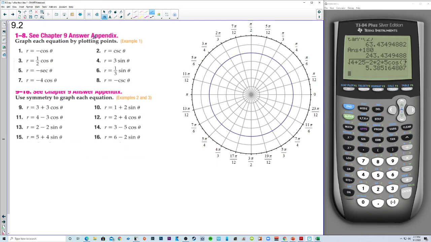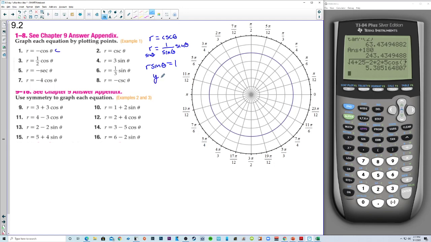Graph each equation by plotting points. Yeah, and we use the system and everything, but I'll just tell you that this is a circle. Let's take a look at r equals cosecant of theta. Well, we know that r is equal to 1 over sine, since sine is the reciprocal of cosecant. So then we can multiply both sides by sine of theta. On the left, we get r sine of theta, and on the right side, we get 1. r sine theta is the same as y.